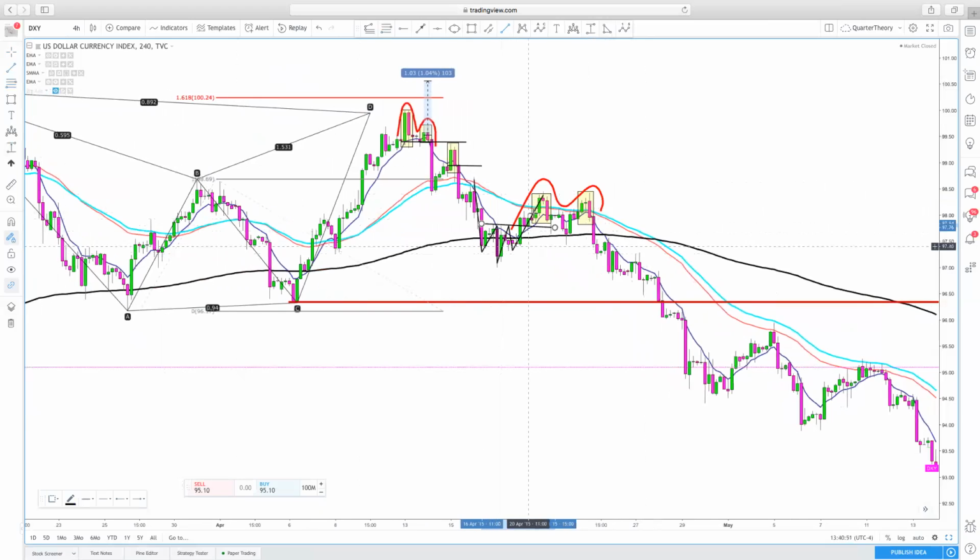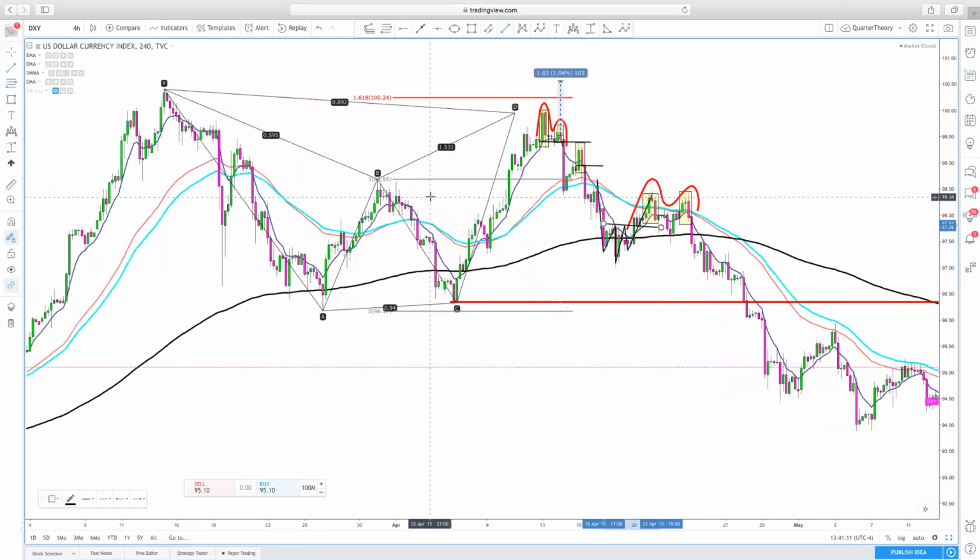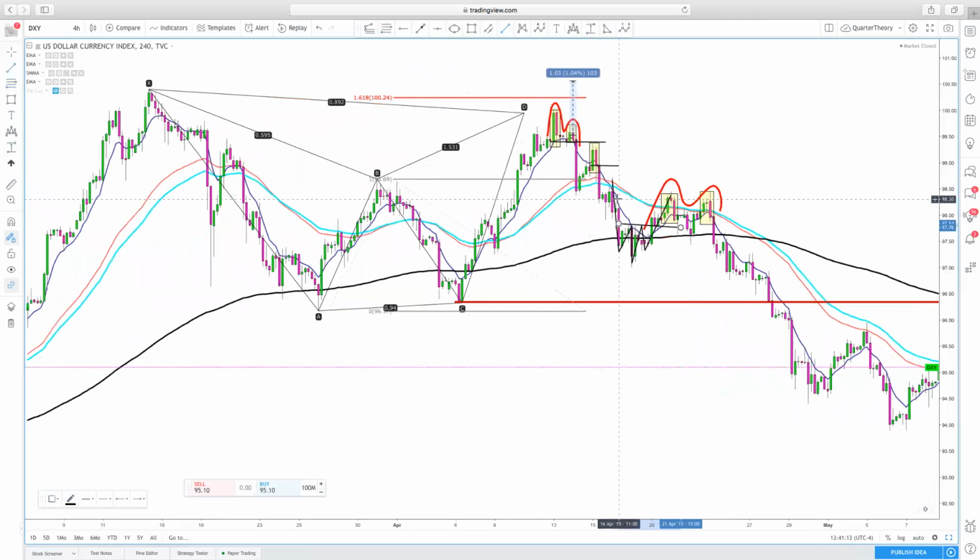So looking at this pattern here, my evening stars, and how price has closed even below my 200 EMA, it's giving me a nice indication that the trend is going to continue downward. Okay, so that's just price action, the real basics of when to enter into the market using price action and what you're looking for.